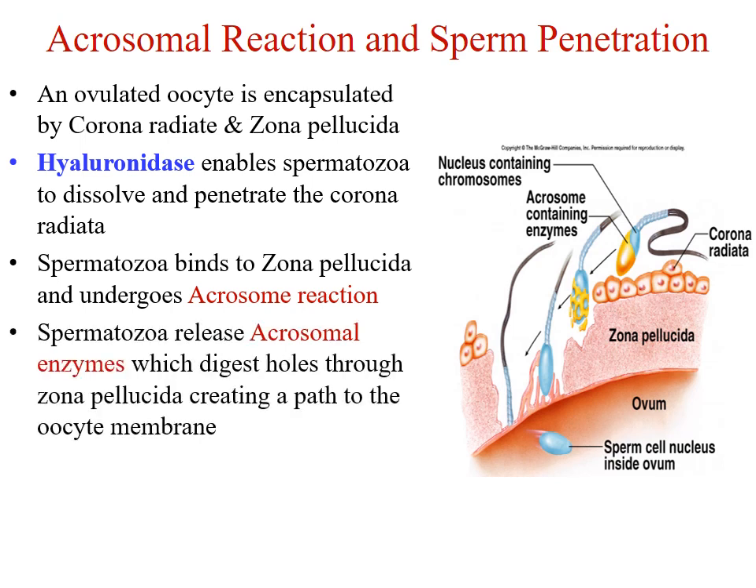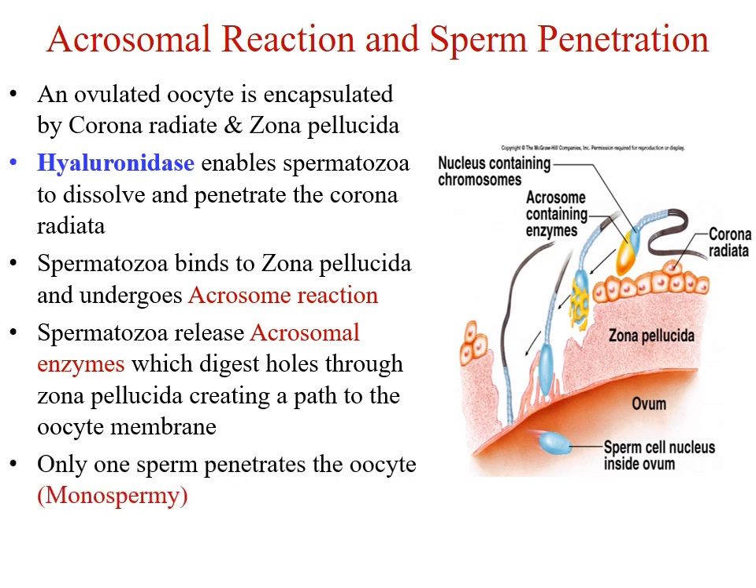Acrosomal enzymes will be released, which digest holes through the zona pellucida, creating a path to the oocyte membrane. Only one sperm penetrates the oocyte, and that is monospermy. Otherwise, many sperms would enter, and that would be a difficult situation. Even though millions of sperms are there, only one will be able to penetrate the membrane of the ovum. The rest might die eventually.